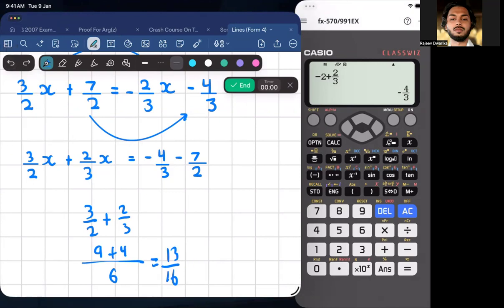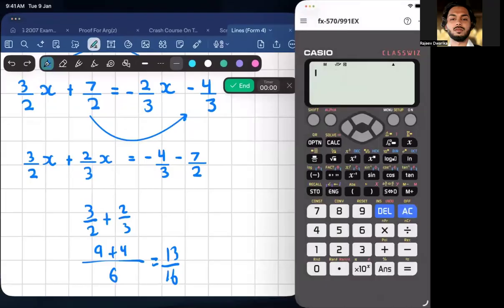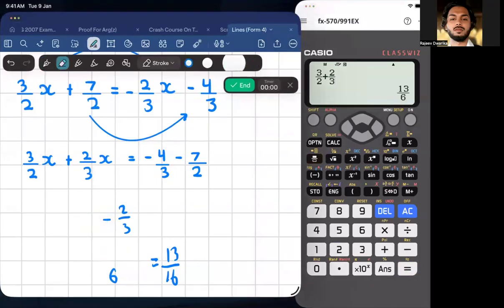But Avinash, you could just use your Casio, right? Watch. In your Casio, you're going to put 3, and you're going to press the fraction button. So 3 over 2, right? Plus 2, fraction button, 3, press equal. There you go. 13 over 6. Right. So on the left-hand side, that simplifies to 13 over 6.